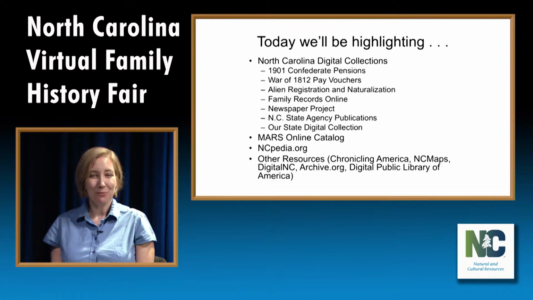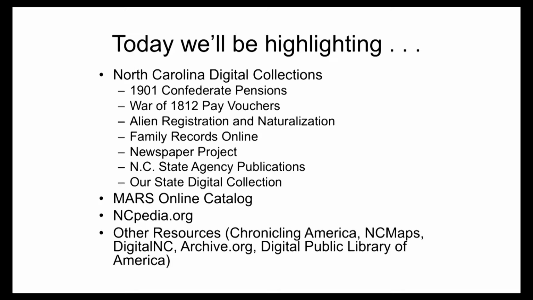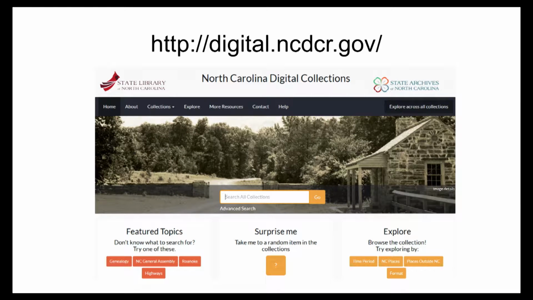So this is kind of a spoiler alert. This is what we're going to be highlighting today. We're going to talk about some of the collections within the North Carolina Digital Collections. We'll be talking a lot about the North Carolina Digital Collections today. We're also going to talk a little bit about the MARS catalog, which is the greatest acronym, I think, for any catalog. And we'll talk about NCpedia, which is the online encyclopedia about North Carolina. And we have a few other resources that we're also going to talk about that are great resources for genealogical research.